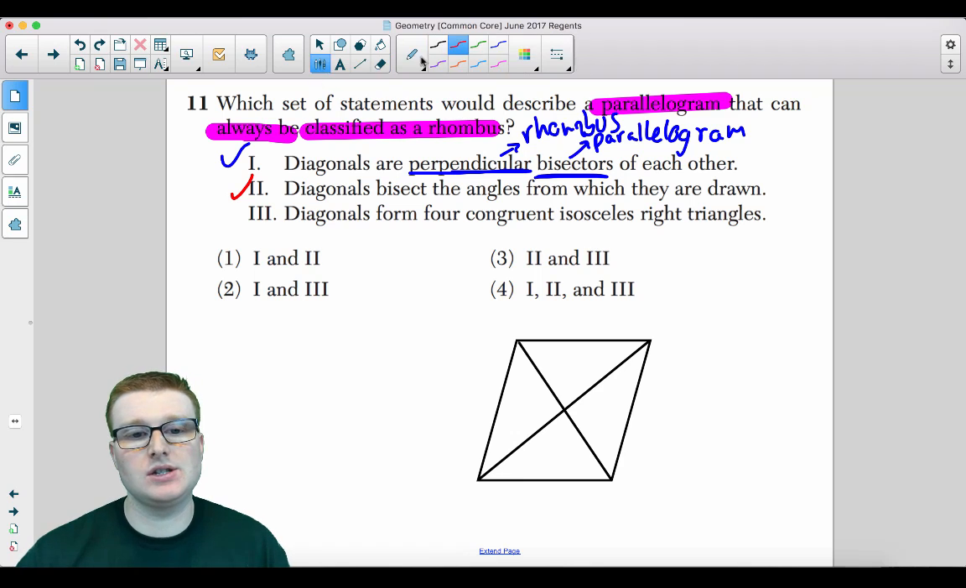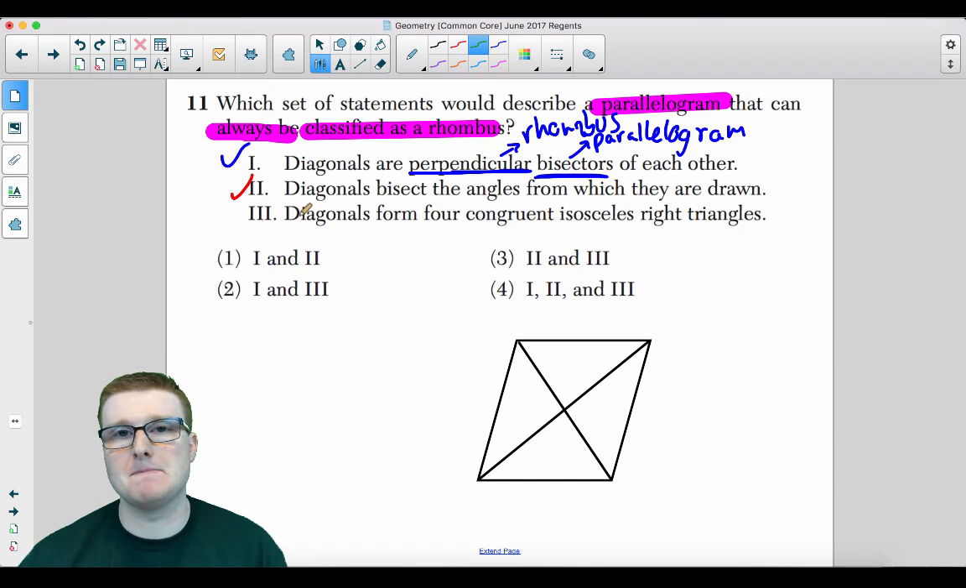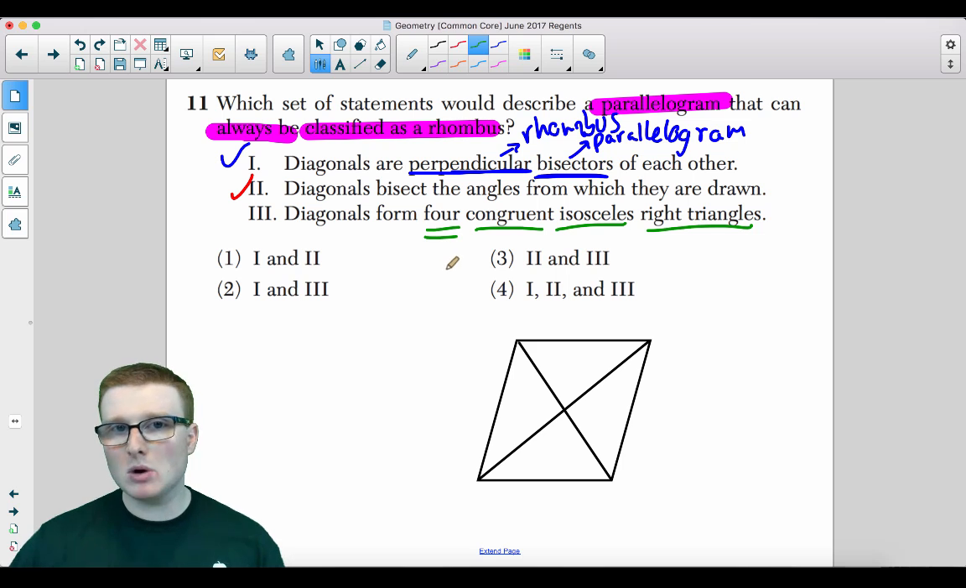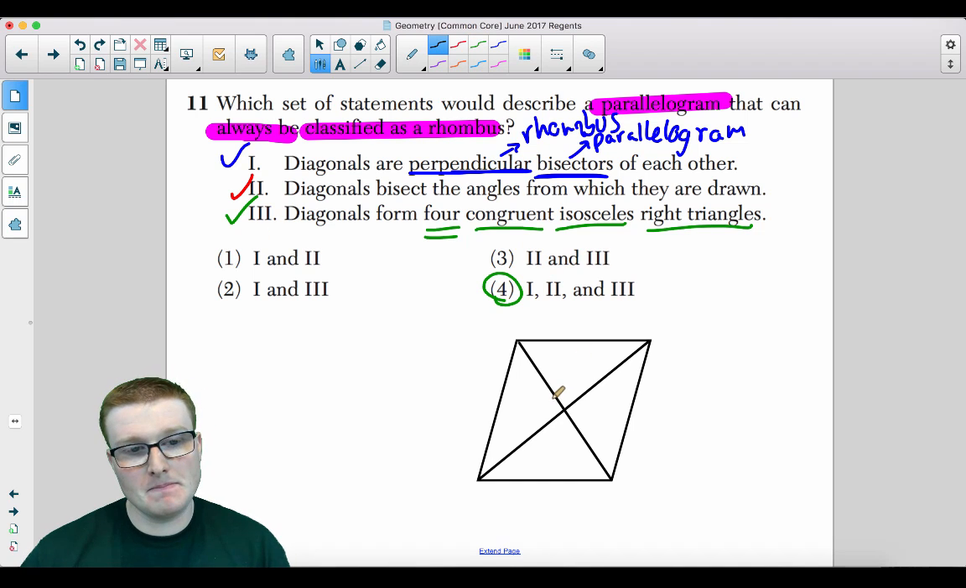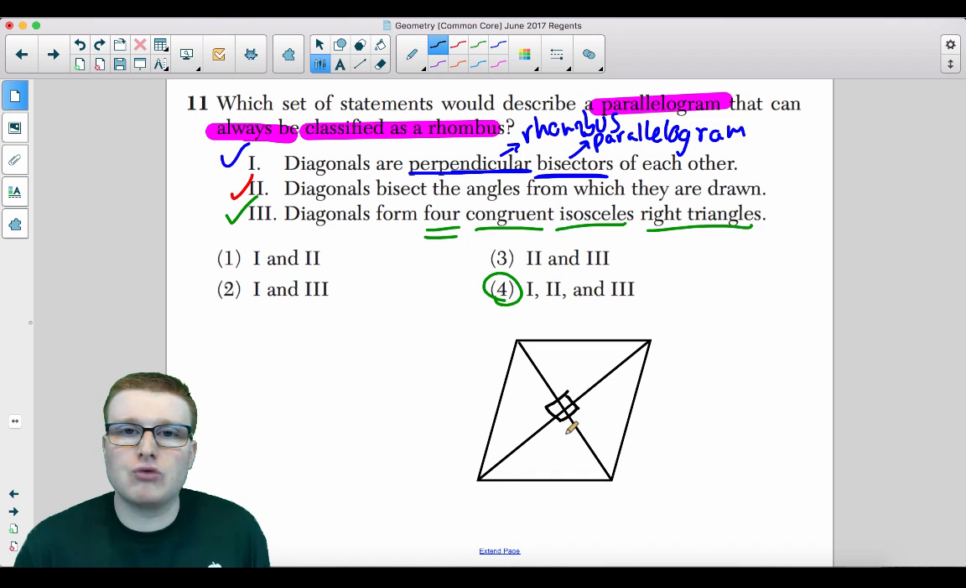Oh dear. Choice 3, or option 3, bothered me a lot. Diagonals form four congruent isosceles right triangles. That key word there was 4. Let me explain why this does define the property of a rhombus. And by the way, the answer is choice 4. And if you got choice 1, I will explain why you're wrong. Okay, here we go. So diagonals form four congruent isosceles right triangles. Well, we know that because a rhombus forms 4 right angles.